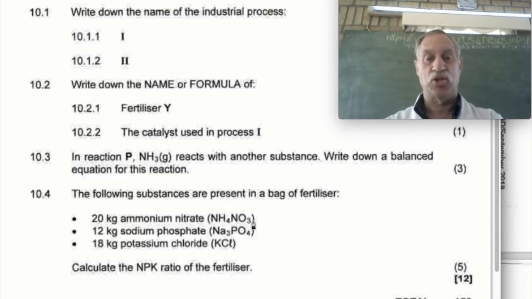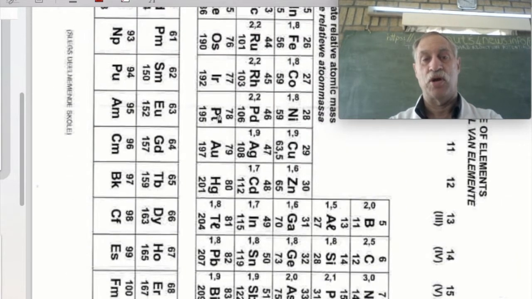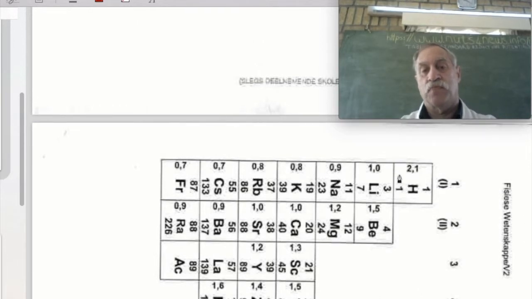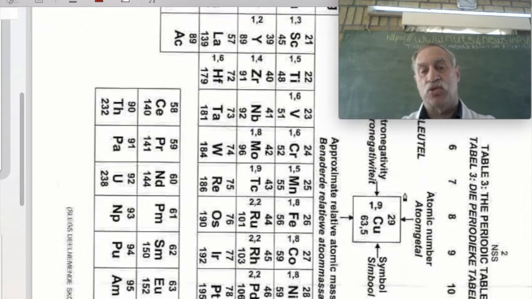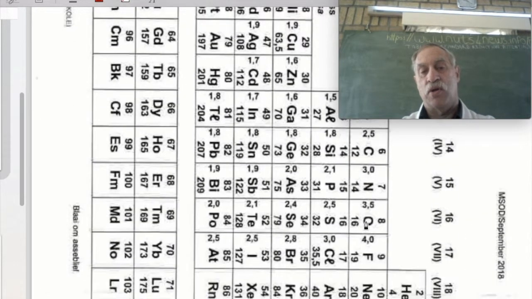So what we're going to do is we're going to go to our BFF, our periodic table, and we're going to look for where we find the atomic weights. So hydrogen's atomic weight is 1. Sorry, this is sideways. Nitrogen is 14. You see it's below. There's the atomic number. There's the atomic mass. There's 14. Oxygen is 16.